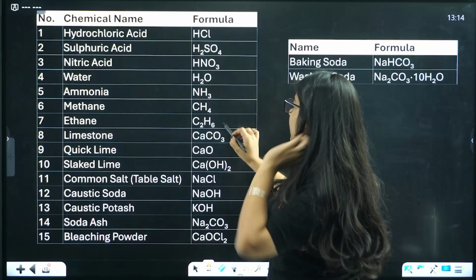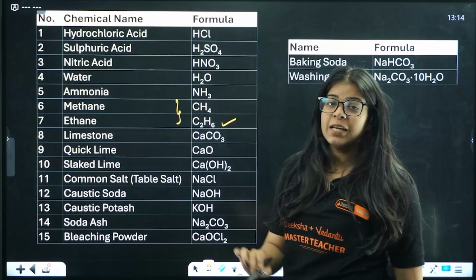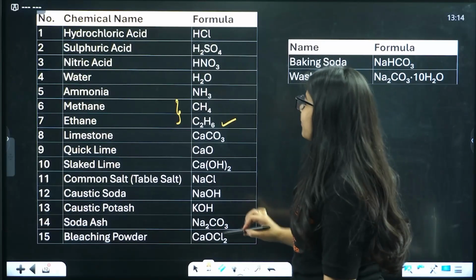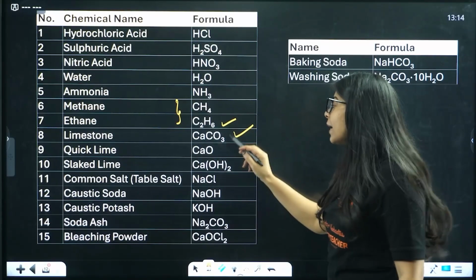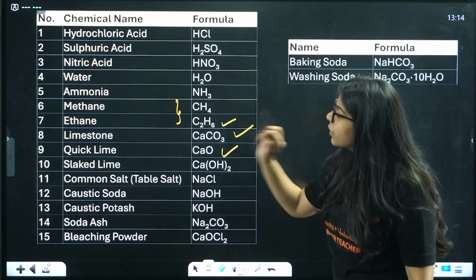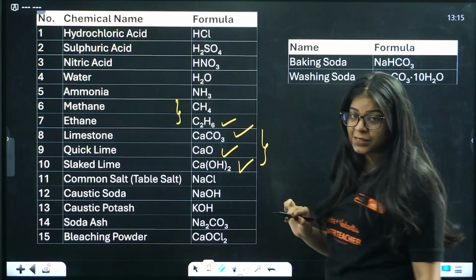Okay, ethane is C2H6. These are like organic chemistry. You will study in +1 and +2. Okay, it will be fun. Limestone, CaCO3, we know limestone. Then quicklime, again CaO. Slaked lime, Ca(OH)2. We know the equations for these three, right?